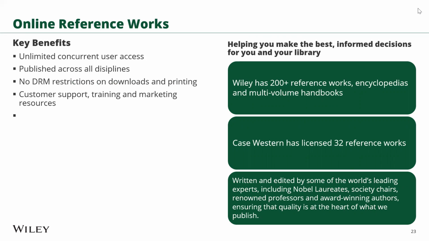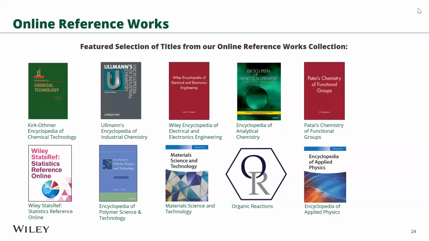And of course, the reference work content is going to have all of that base of information that you need. We won't have the bleeding edge research like a journal article that's just published might, but for a foundational approach to science, this is all great content. And while these are some of our reference works that we publish, Case Western has the Kirk-Othmer Encyclopedia of Chemical Technology. You have Ullmann's Encyclopedia of Industrial Chemistry. You have the Encyclopedia of Polymer Science and Technology. You have Organic Reactions.